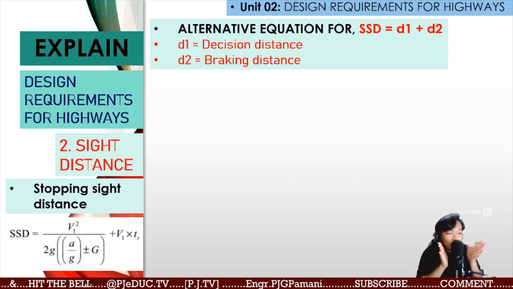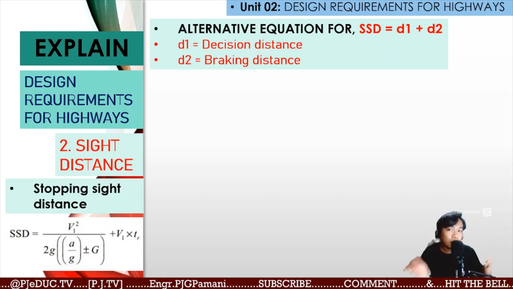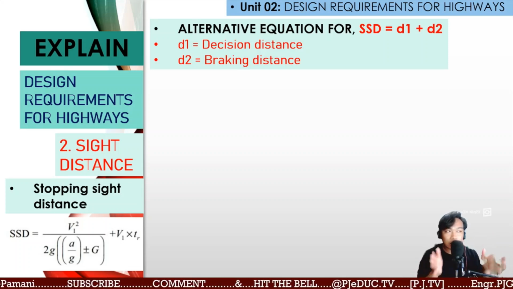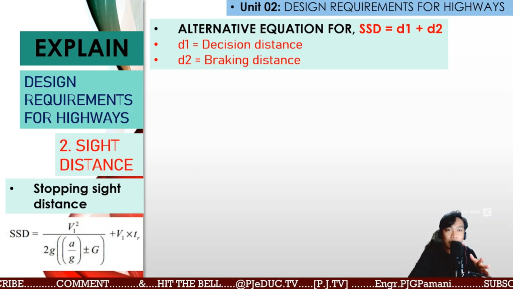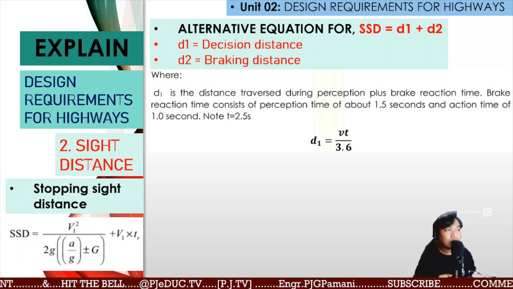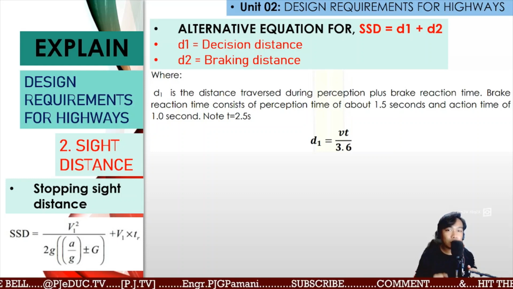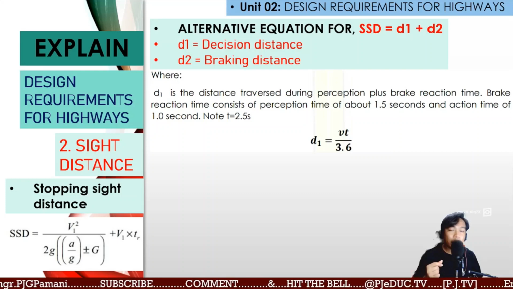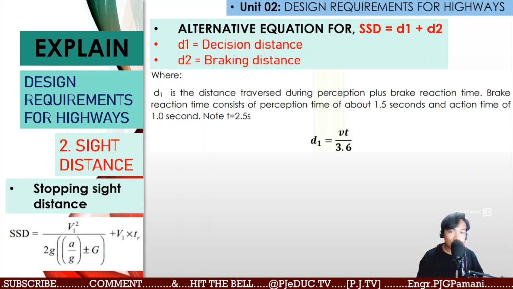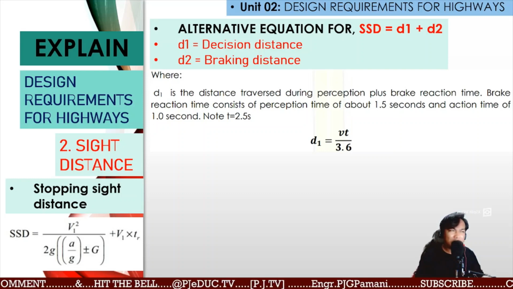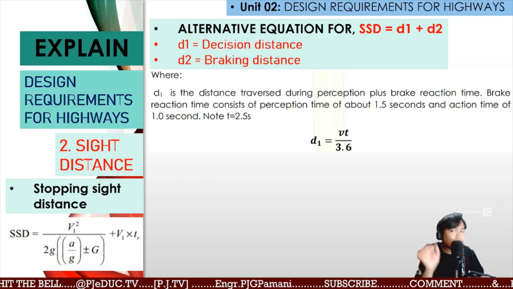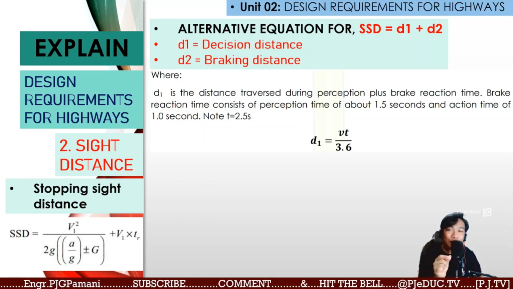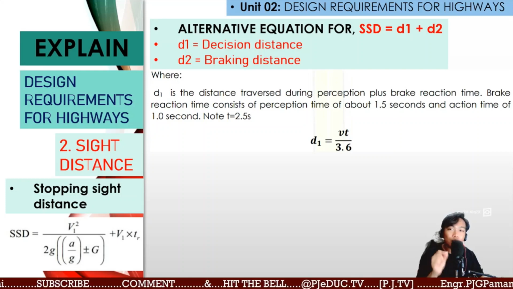Then at D2, after you have decided whether you are going to speed up or not, this is the time whether you are going to brake or not. At this particular distance, D2, this is now your braking distance. D1 is the distance traversed during the perception plus the brake reaction time. Brake reaction time consists of perception and reaction time of about 1.5 seconds and an action time of 1 second. That's very short, no? At 1.5 seconds, you should already be thinking. At 1 second, you should have already made a decision. Then at exactly 2.5 seconds, you immediately move to the braking distance.